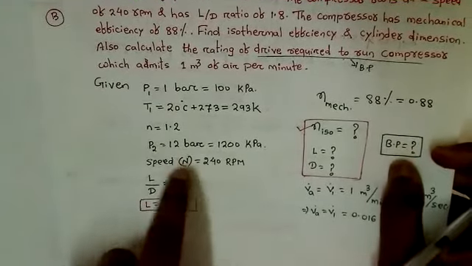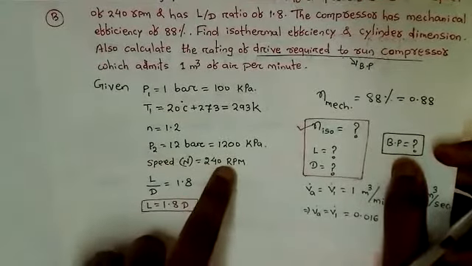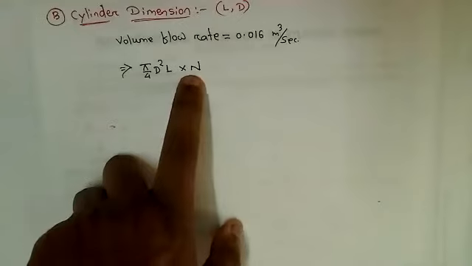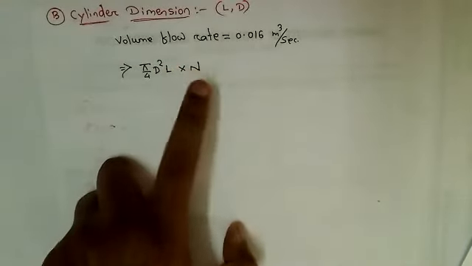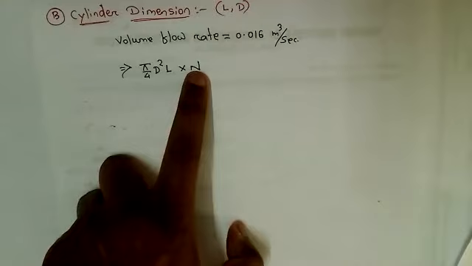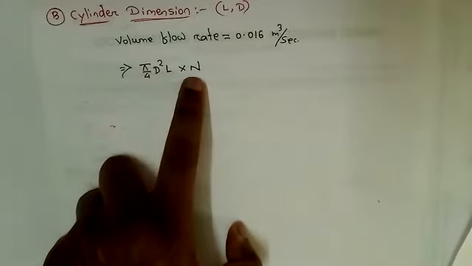Yes or no? Because it is 240 revolutions per minute. Speed means 240 revolutions per minute. So if we multiply N here, the unit of volume is meter cube, and the unit of N is 1 by minute. Per minute means 1 by minute. So you will get meter cube per minute.